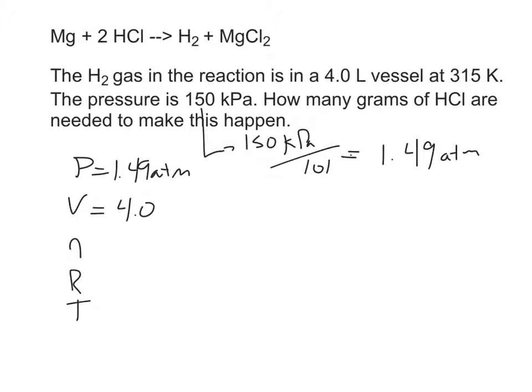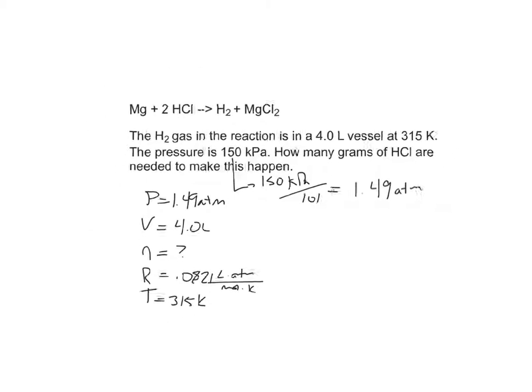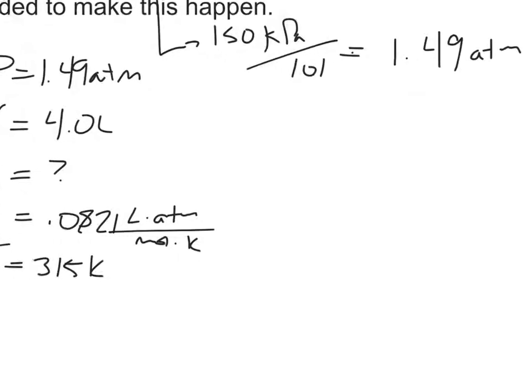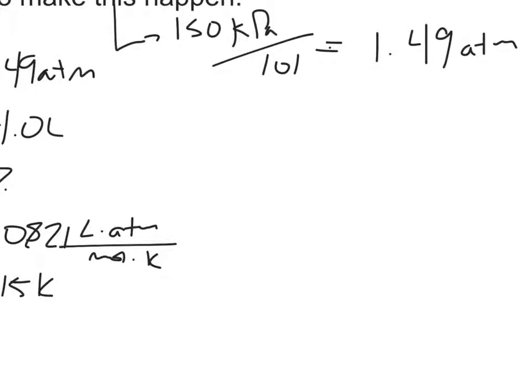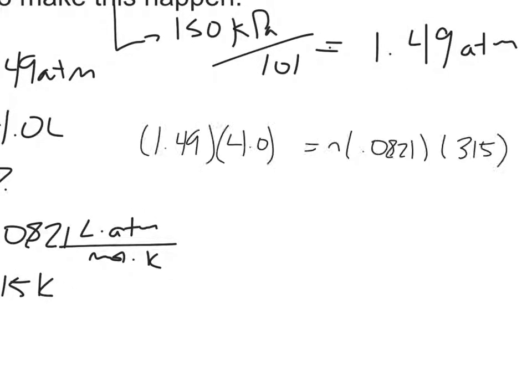Now the rest of the numbers are fine. I got 4.0 liters, I don't know my moles, my R is 0.0821 liters times atmospheres over moles times Kelvin, and finally I have 315 Kelvin. So I have everything except for N. So what I'm going to do is use the ideal gas law to solve for N. So let me zoom in here so I can get this all on one line. Next thing I need to do is solve for N.